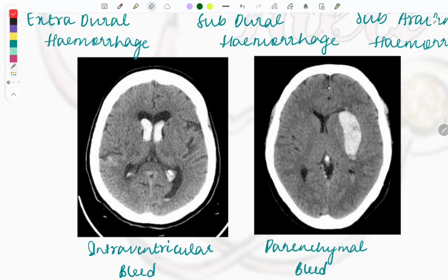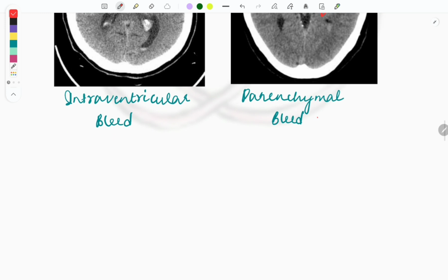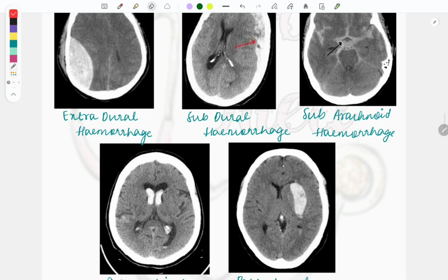Okay, and then moving on to the next image, intraventricular bleed. You can appreciate here, these are the ventricles, and in the ventricles itself you can see bleeding present. Not that famously asked in the FMGE, but yes, you must know about this one, as it might be asked. Then this one is the parenchymal bleed. The most common site in this bleed is the putamen, and the parenchymal bleed is most commonly associated with patients with hypertension. And subarachnoid hemorrhage can be associated with hypertension, and with trauma as well.